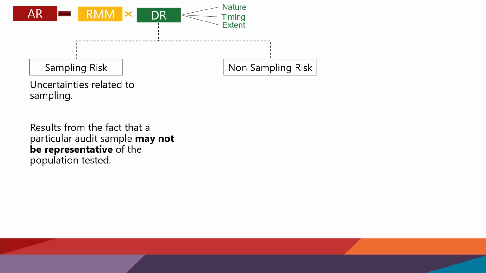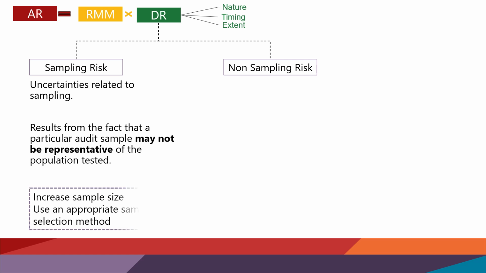So you can eliminate sampling risk by testing 100% of the population, or you can reduce sampling risk by increasing your sample size. So the bigger your sample size is, the lesser will be your sampling risk. And of course, use an appropriate sample selection method.